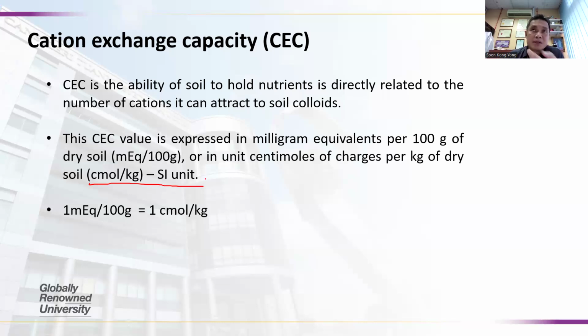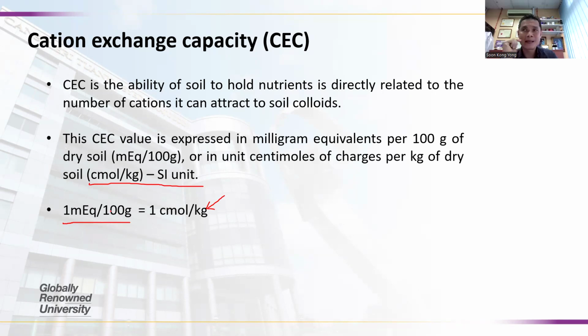The easiest to determine is, like I said, the sodium acetate method. However, for agronomists, people from the agricultural side or from the biology side, they would use this unit, but they are the same. They are interchangeable. 1 milliequivalent per 100 grams equals 1 centimole per kg. This is what I use, because as environmentalists, we always use this one. But for agriculture, that one, no problem.